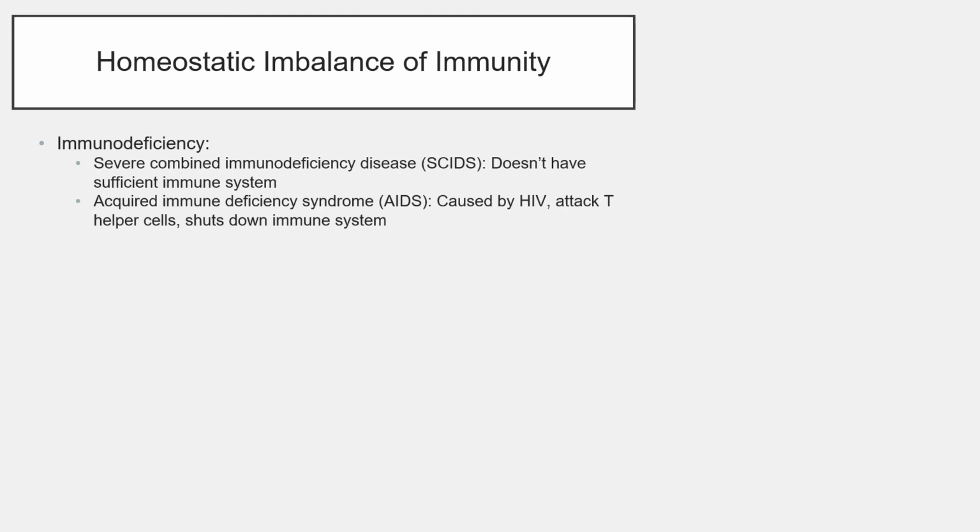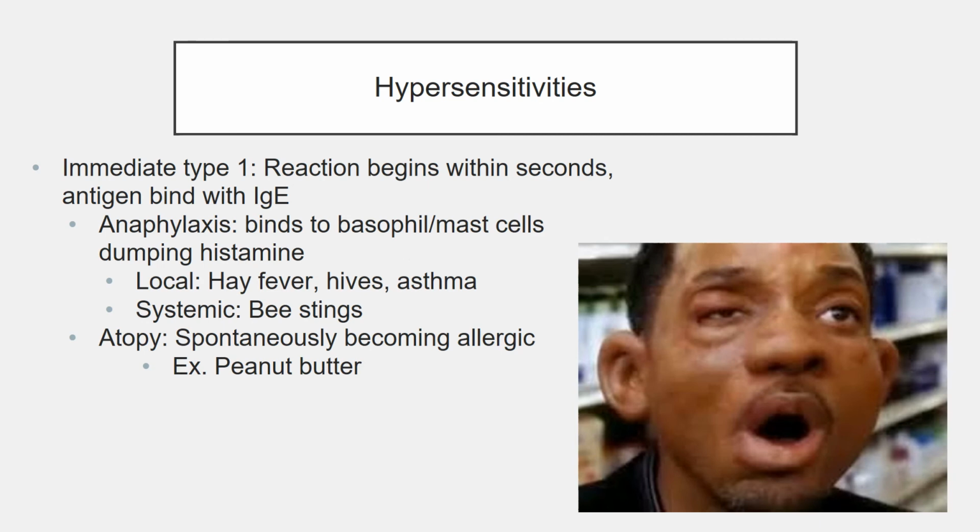Homeostatic imbalance of immunity includes 2 immunodeficiencies: severe combined immunodeficiency disease, or SCID, meaning the patient doesn't have a sufficient immune system, and acquired immune deficiency syndrome, or AIDS, which is caused by HIV and attacks the T helper cells and also shuts down the immune system. Immediate type hypersensitivities, or type 1 reactions, begin within seconds when antigen binds with IgE. Anaphylaxis binds to basophils and mast cells and dumps histamine. Local anaphylaxis includes hay fever, hives, and asthma. Systemic anaphylaxis includes bee stings.